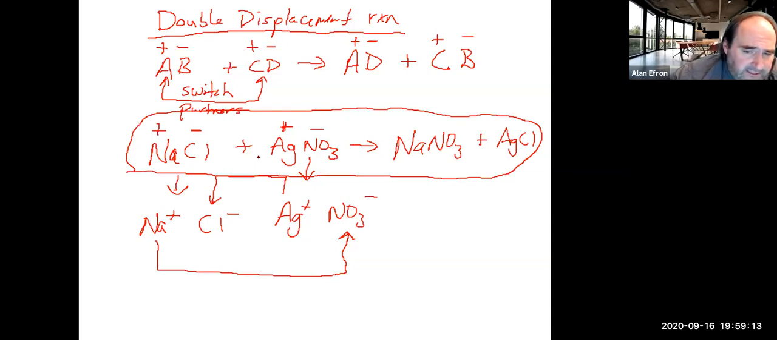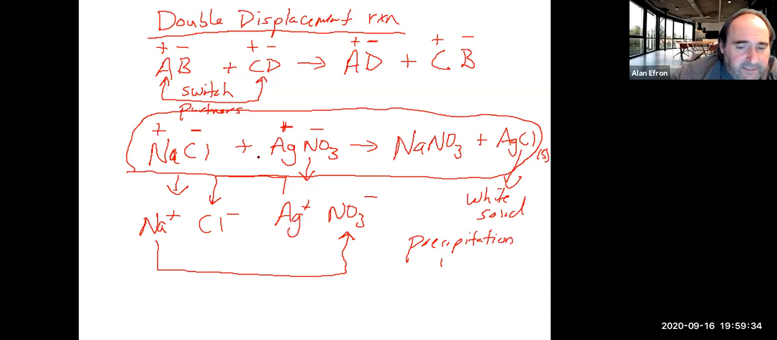By the way, when silver and chloride come together, it makes a white solid. And it usually will have a little S next to it for the solid. And because it actually makes a white solid, sometimes double displacement reactions are also called precipitation reactions, because a precipitate is a solid. So a precipitate is basically that solid that is formed.